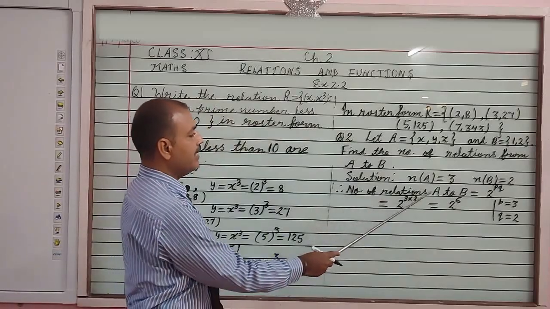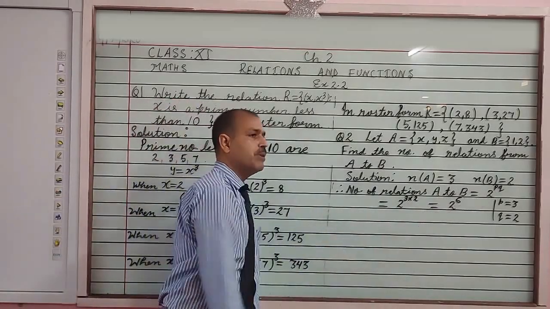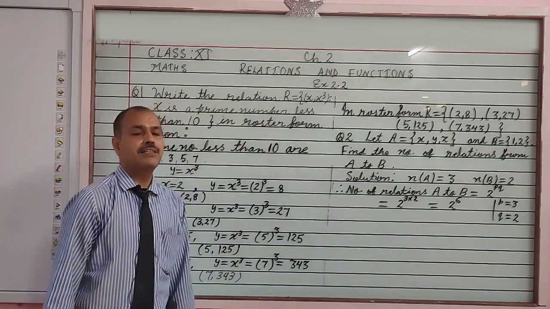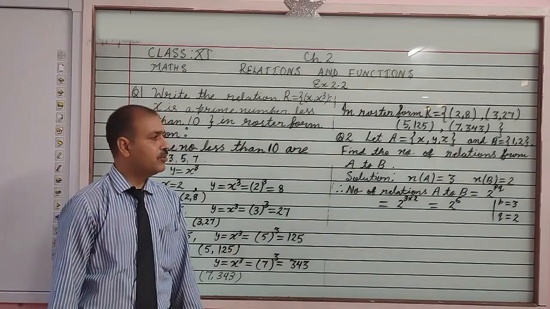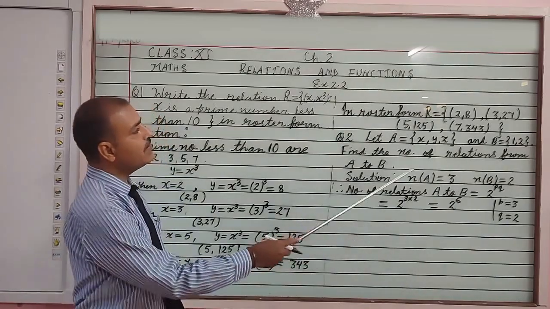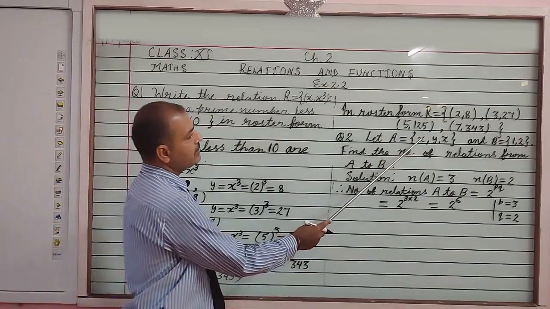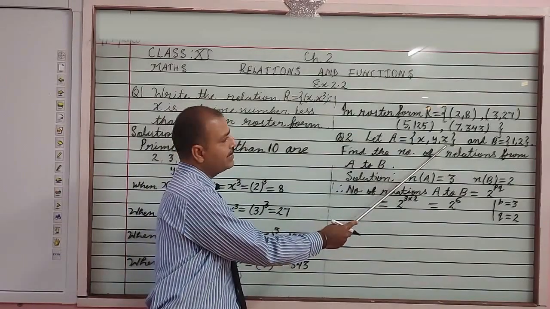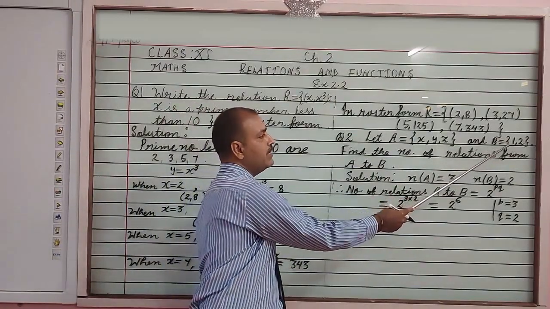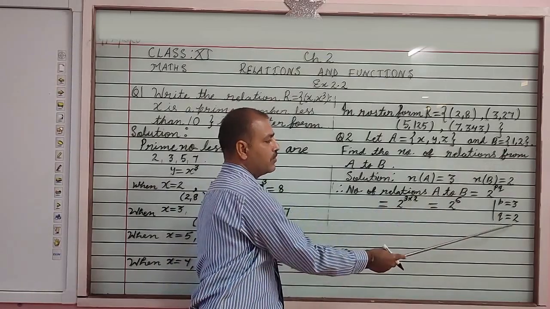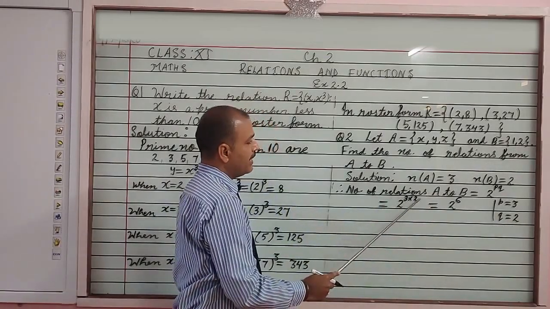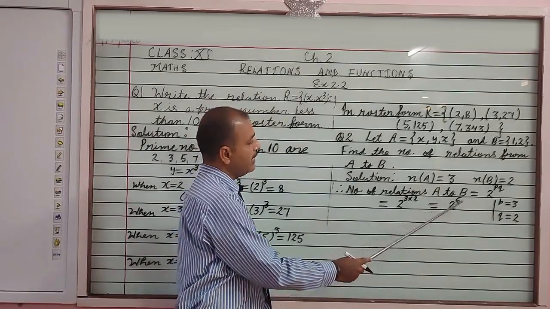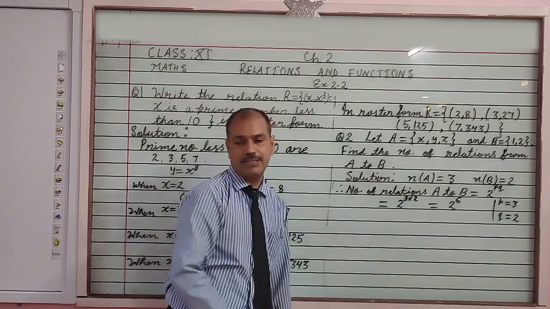The number of relations from A to B is 2 raised to the power pq. This is the required formula for the number of relations. What is the value of p? The value of p is 3, because there are 3 elements in set A. And there are 2 elements in set B, so the value of q is 2. 3 multiplied by 2 is 6. So the number of relations from A to B is 2 raised to the power 6.